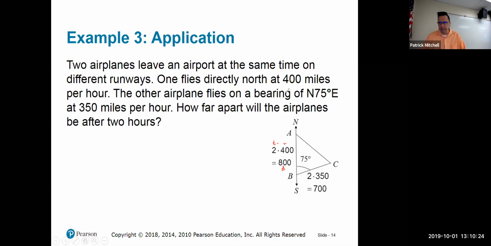So the first airplane flew, let me try that again. That R does not look like an R. That's a little better. Okay, so the first airplane flew 800 miles, and then the same kind of idea with the other one. It flew 350 miles per hour for 2 hours. So once again, time times rate equals distance. Okay. All right.